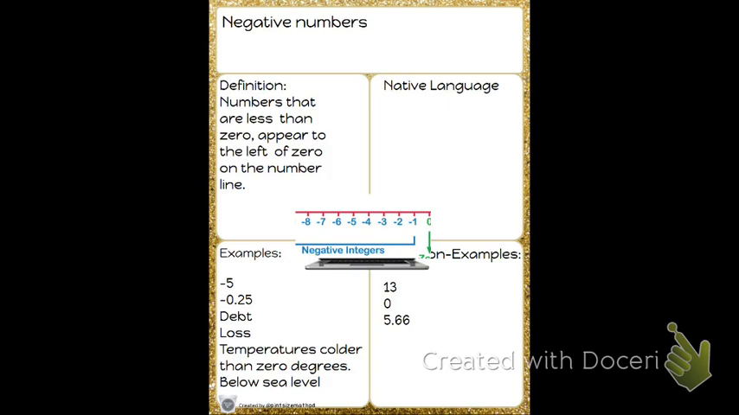Negative numbers, they are less than 0, and so they appear to the left of 0 on the number line. So you see -5, -0.25. You could have a negative fraction. Those would be negative numbers if it was a fraction or decimal, but not integers. Debts, losses, temperatures colder than 0, below sea level, those are examples of things that are negative, represented by negative numbers.